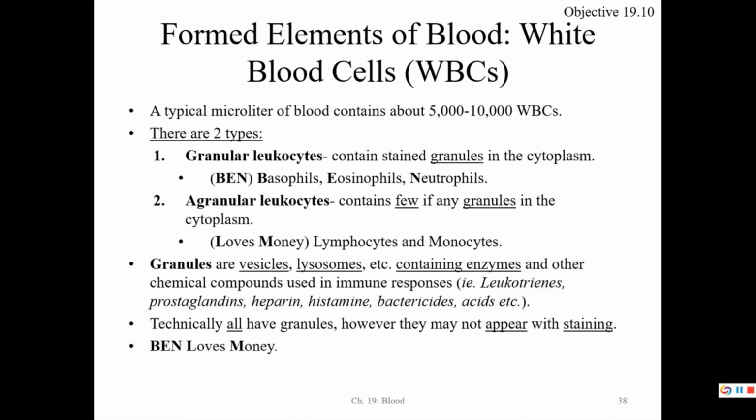Like I said, granules are basically lysosomes, peroxisomes, things like that. These are cellular compartments that have in them chemicals for the immune response, like enzymes. They might contain the leukotrienes, the prostaglandins, your eicosanoids. They might have heparin, which we're going to see is an anticoagulant, histamine, bactericidal compounds, acids, and a variety of chemicals. Technically, they all are granular. They all have granules. It's just that when they are stained, the granules might not show up. So just remember, Ben loves money.